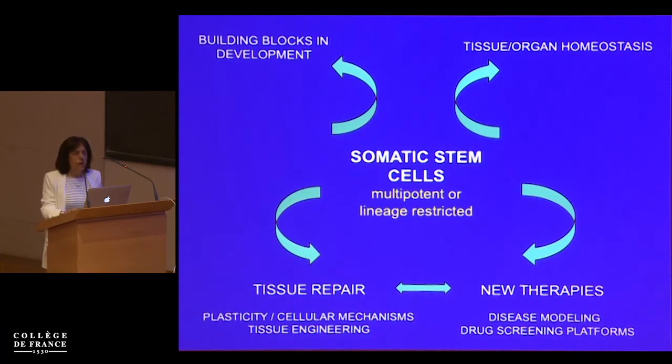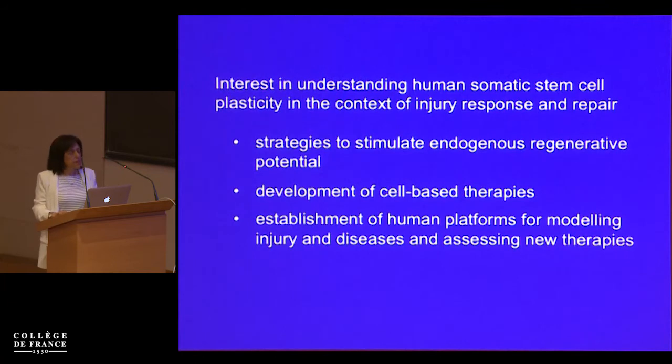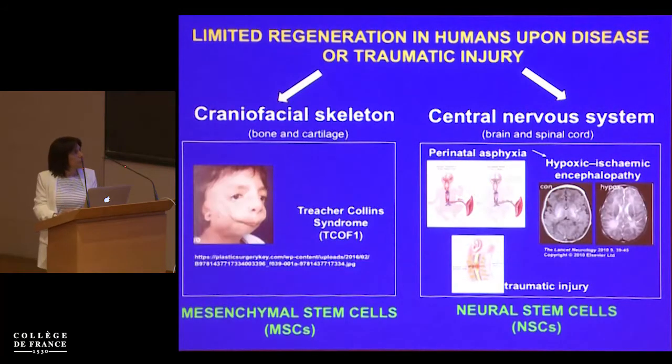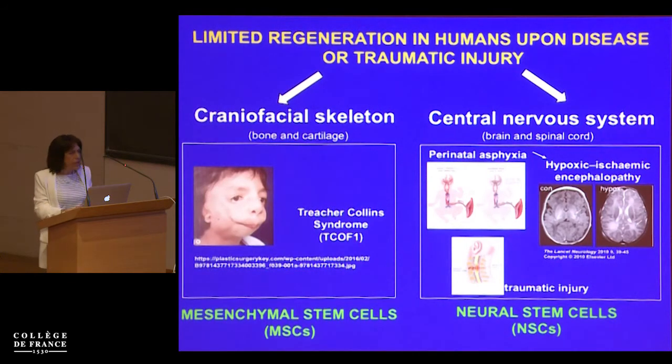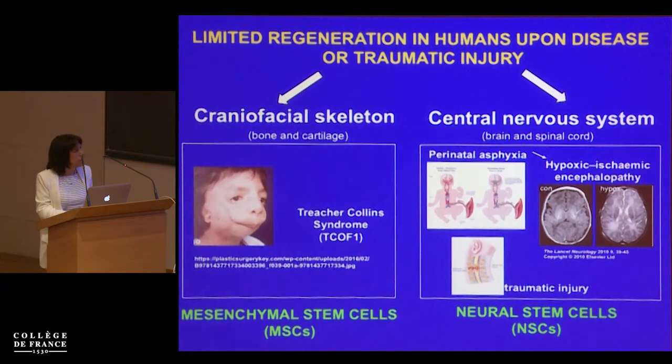So our interest in understanding somatic stem cells is very much in this context of either trying to stimulate endogenous regenerative potential or develop cell-based therapy or modeling. There are two areas that my lab has been interested in because we are part of the Institute of Child Health, which is associated with Great Ormond Street Children's Hospital. So the issue of developmental diseases and how we can repair some of the birth defects is very important to us. And there are two types of tissues that do not regenerate.